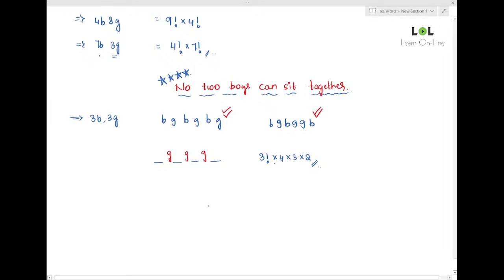No, you cannot consider girl and boy as one unit, Chandana. That is a different case again. You cannot consider girl and boy as, look, two girls can also sit together.